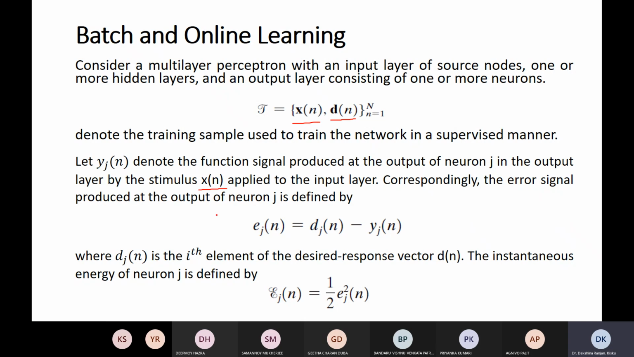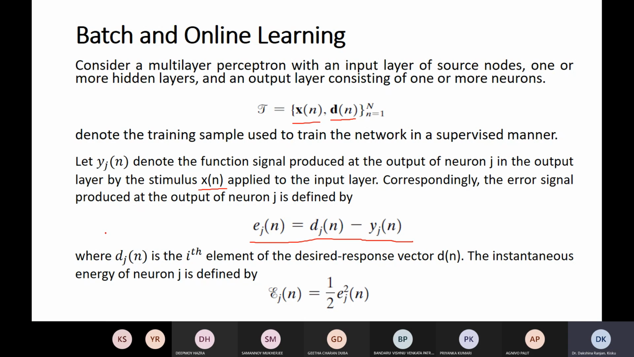Then the error signal, which is produced at the output of neuron j, can be defined by this equation. So this is the error function. For a single neuron, we can define the error signal as e_j(n) equals d_j(n) minus y_j(n). Here d_j(n) is the desired output or the target output, and y_j(n) is the observed output, the actual output. So we take the deviation between these two and we get the error for a single neuron in the output layer.